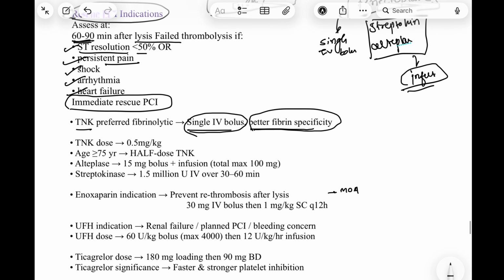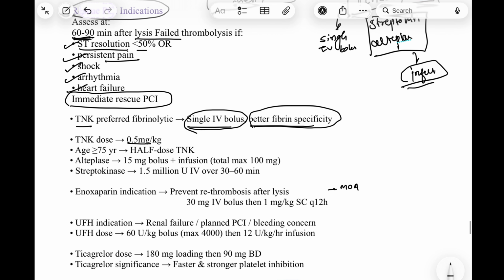Right? The dose, as we discussed, is 0.5 mg per kg, and for more than 75 years, it is a half dose. So in the exam, they might ask you about the calculation of tenecteplase. They will give you the age of the patient as more than 75 or 80, and they will ask what the dose for tenecteplase is in this case. About alteplase, we have to use a 15 mg bolus followed by infusion, and a total maximum of 100 mg can be given. About streptokinase, it is 1.5 million units IV over 30 to 60 minutes.